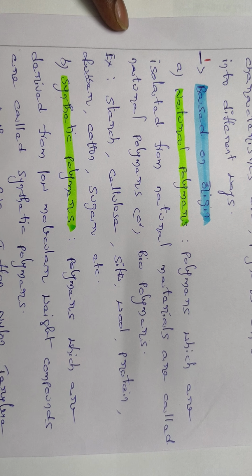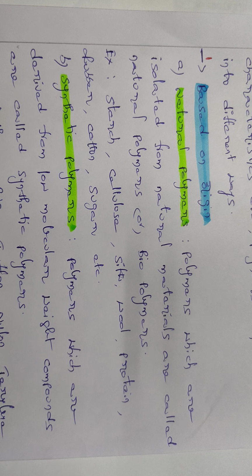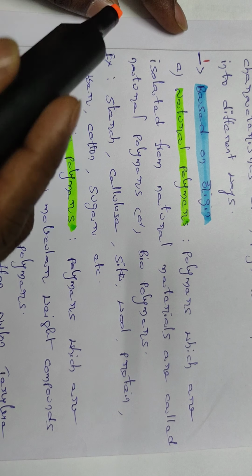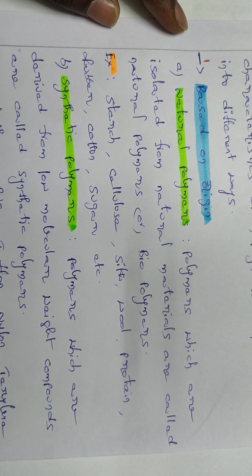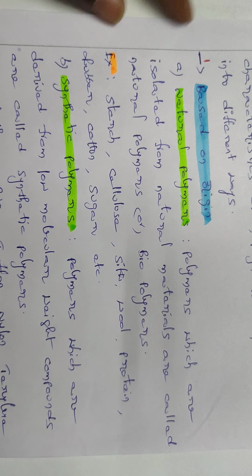So what are natural polymers? Polymers which are isolated from natural materials. That means polymers which are directly obtained from nature are called natural polymers. For example: starch, cellulose, silk, wool, protein, rubber, cotton, sugar, etc. These all are directly obtained from nature. That is why these are called natural polymers.